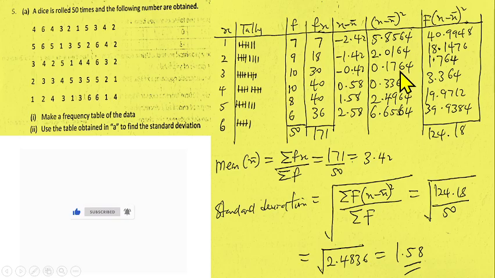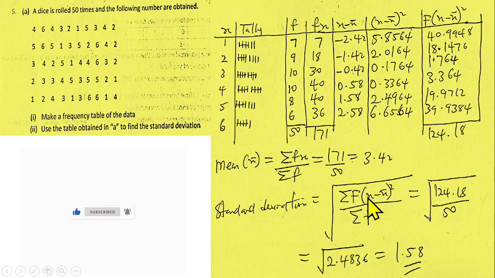10 will multiply this. That will give us this. Then 10 also will multiply this. That will give us this. 8 will multiply this. Then 6 multiply this as well, give us this. Then you have to now find the summation. So you sum this. That gives us 124.18.